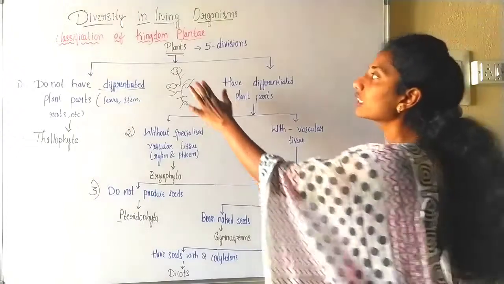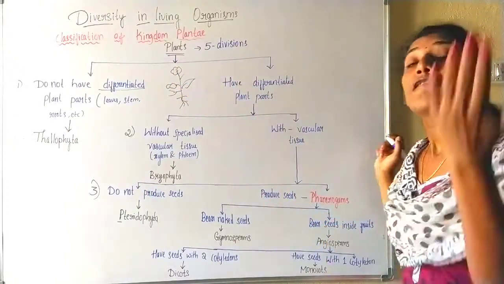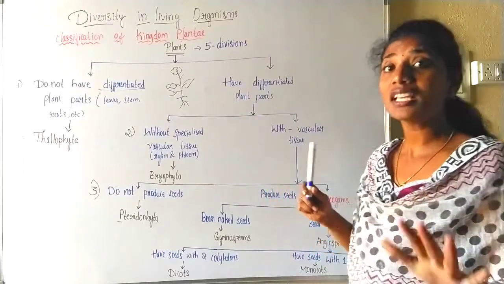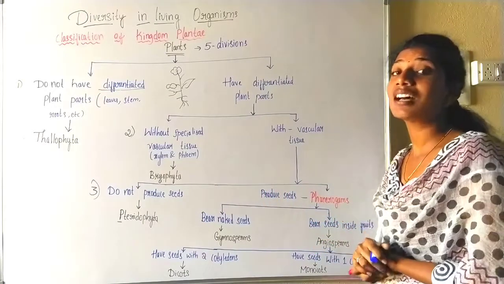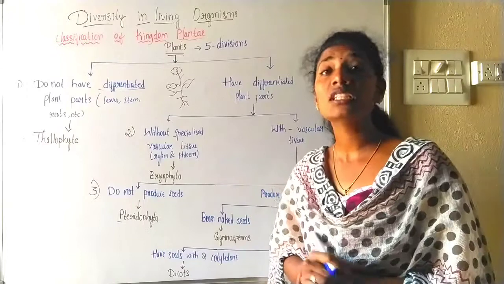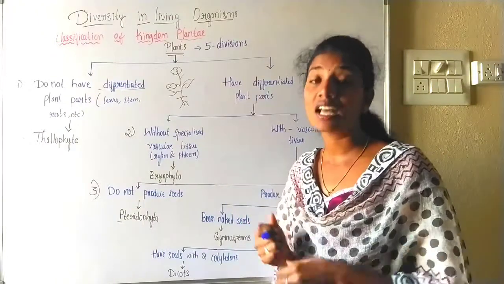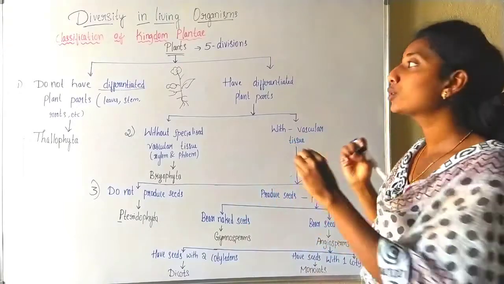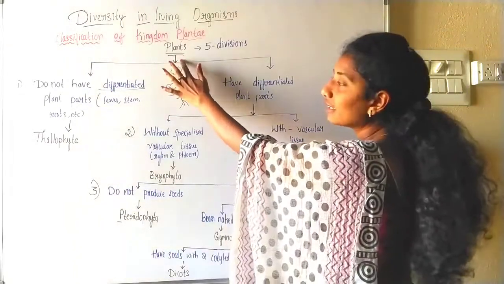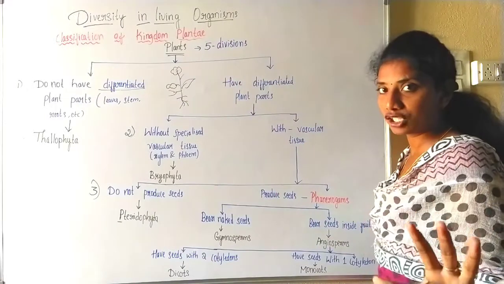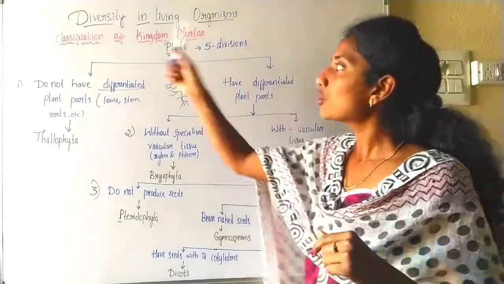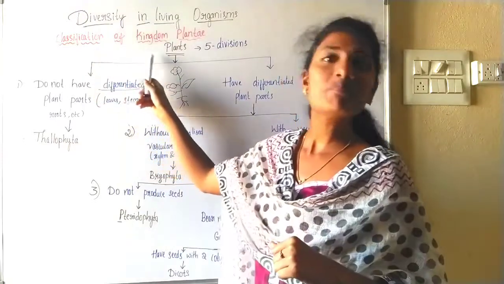So the kingdom Plantae has been divided into 5 divisions. These 5 divisions are classified based upon key characteristic features. There are mainly 3 characteristic features which are used to classify the kingdom Plantae into 5 divisions. What are those? Let us get into the topic now: classification of kingdom Plantae.